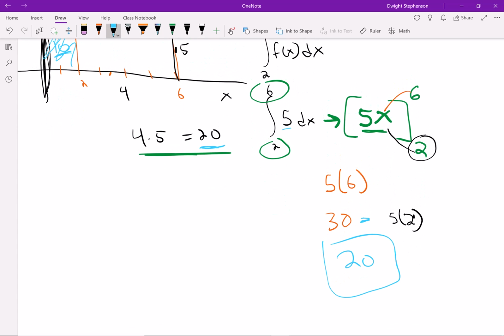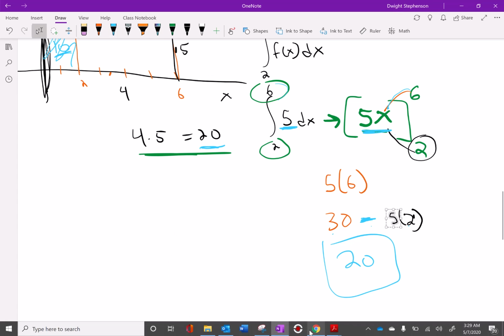And so let's think about what we did, right? We found the antiderivative of this, which was 5x. We plugged in the 6, right? We plugged in the top one. We plugged in the bottom one, and we subtracted top minus bottom, right? So let's see if that still applies in other cases.